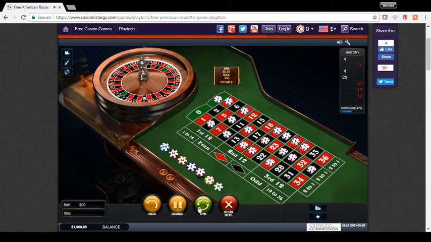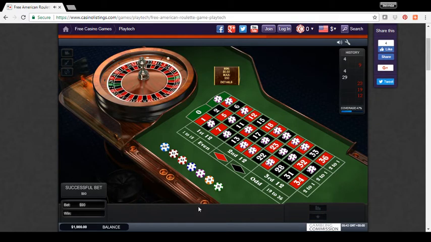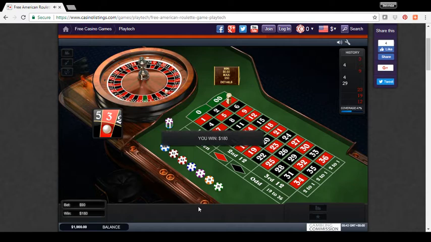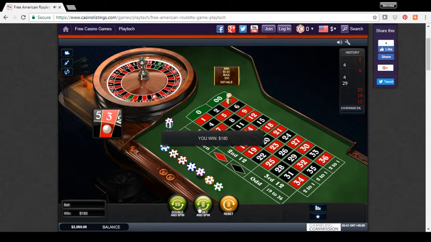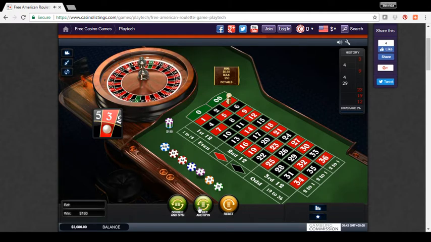Okay, spin that. 3 red odd. You win. Place your bets, please. That's a winner. So after number 4, this is the third time the 3 came out after the number 4. And right now I'm up 80 bucks.